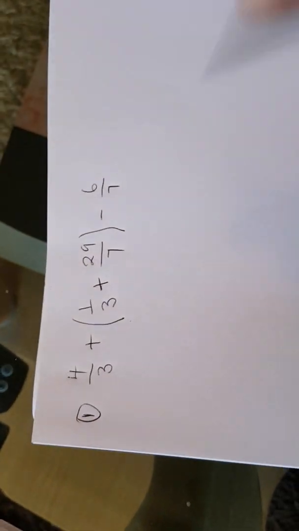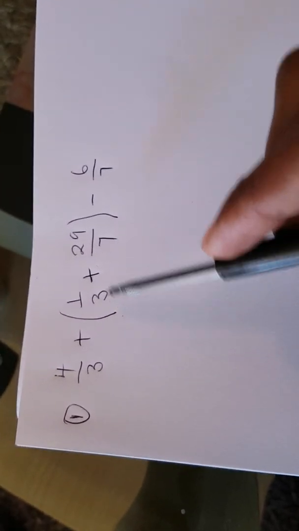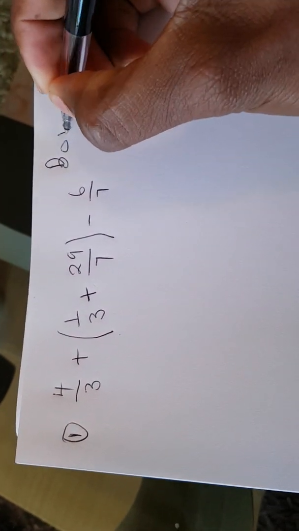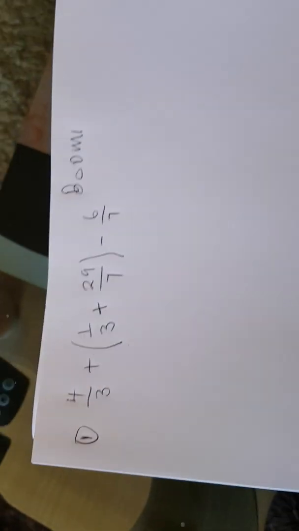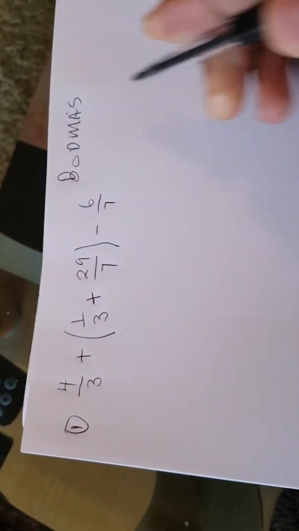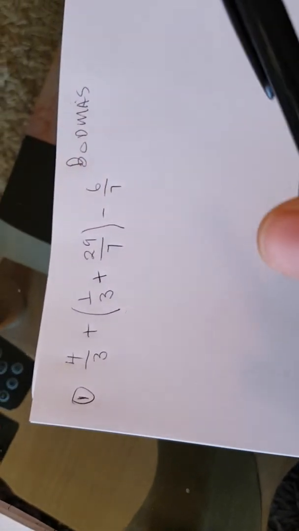So the rule of mathematics is that you should always start with the brackets, using what? Using BODMAS rule. BODMAS says brackets, order, division, multiplication, addition, and subtraction. So let's start with the brackets.